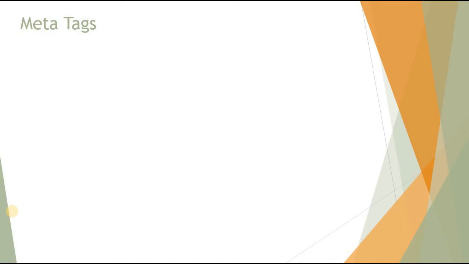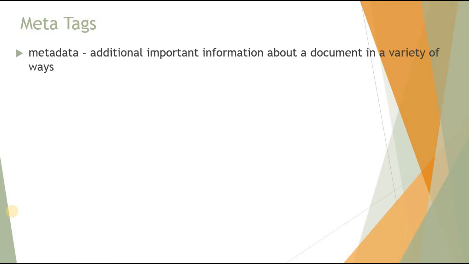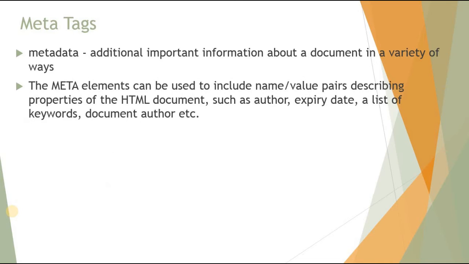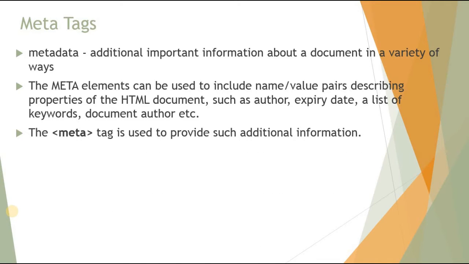Meta tags. Meta tags means which gives extra information about the tag. Metadata means additional important information about a document in a variety of ways. The meta elements can be used to include name and value pairs describing properties of the HTML document, such as the author, expiry date, a list of keywords, document author, etc. Then the meta tag is used to provide such additional information.